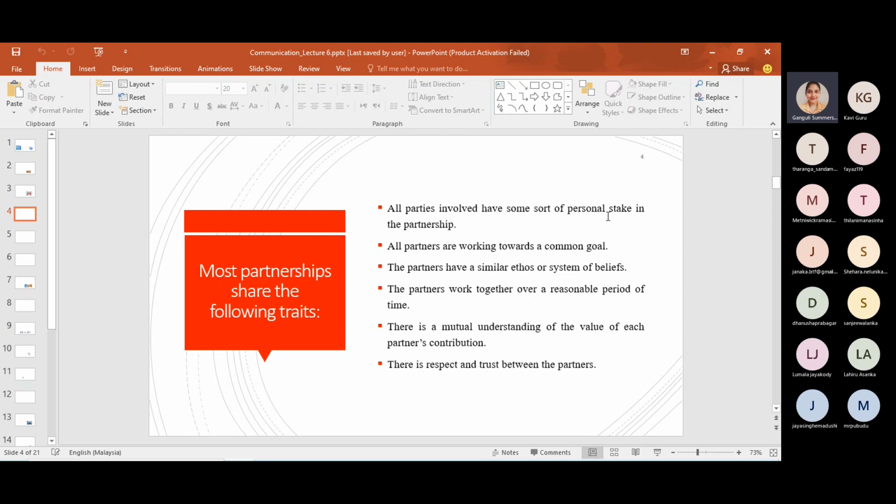Organization B should have a mutual understanding about organization A, C, and D. Organization C should have a mutual understanding about organization A, B, and D. And organization D should have a mutual understanding about organization A, B, and C. Likewise, all the organizations involved in the partnership should have a mutual understanding of each other.